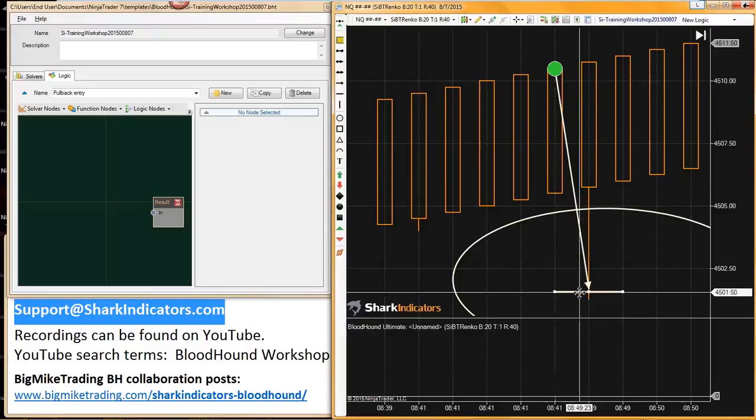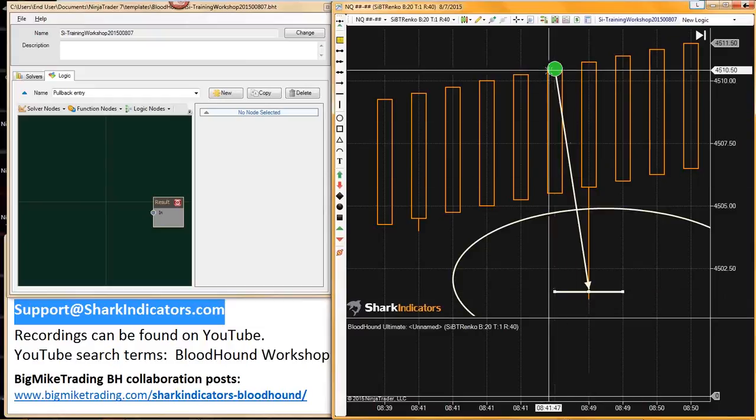Let's see, 1.5 to 10.5. So it looks like 9 points. So on the NQ, it's going to be 9 points.